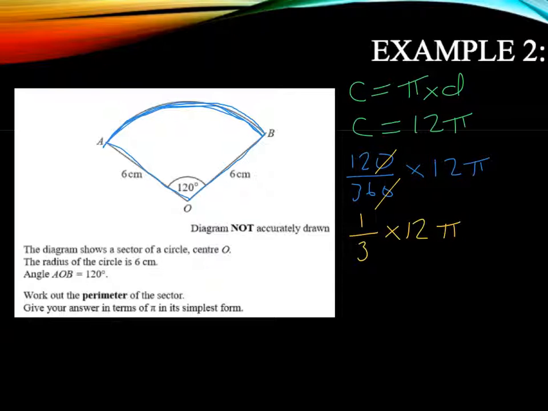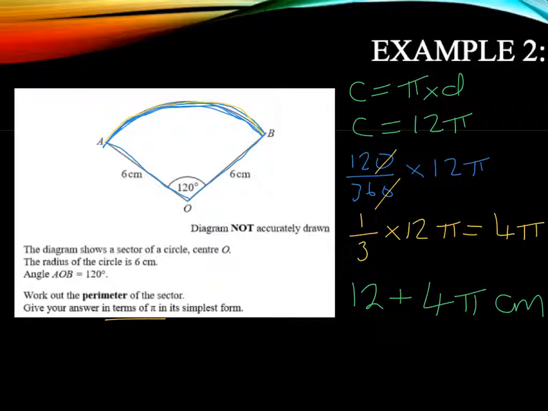So the length of my arc here is 4 pi. Now, I don't need to again work it out, I want it in terms of pi, so we've got 4 pi, and we also need to remember now it's the perimeter we're finding, so we need to add on these two lengths as well. So I end up with 12 plus 4 pi centimetres.